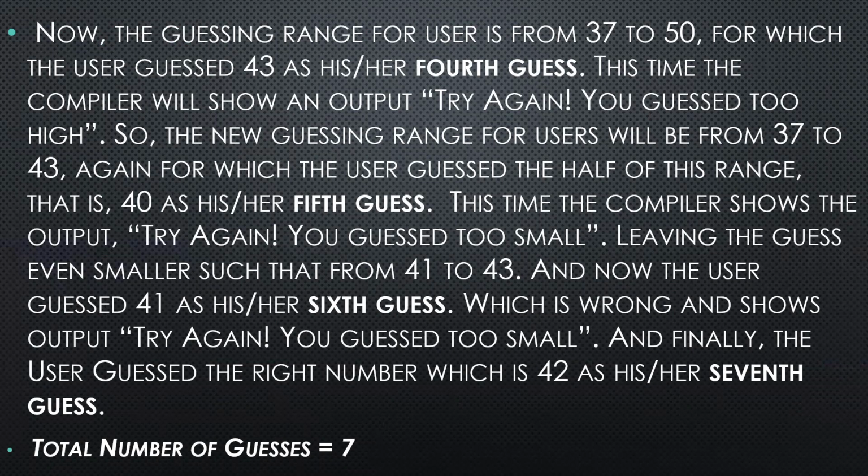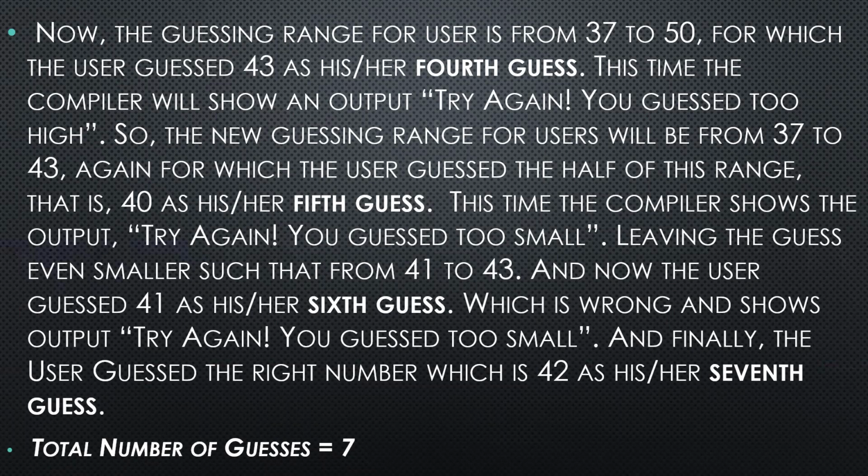Now the user guessed exactly half of these two values, which was 43, in his fourth guess. This time the compiler shows the output: try again, your guess is too high. So the guessing range for the user will be from 37 to 43 after his fourth guess. Again the user guesses half of this range, which is 40, as his fifth guess.